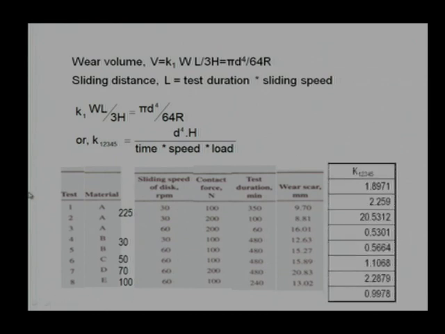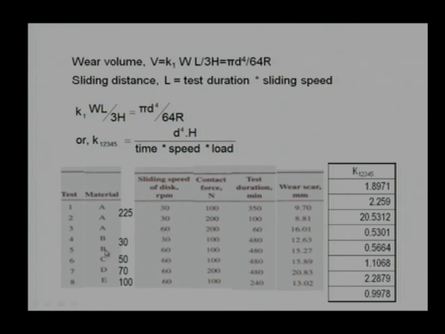So what we get from this equation is that the constant K is 1.8971, or approximately 1.9, for test 1. It increased for test 2, from 1.9 to 2.3, so this clearly says there is a transition; it is not remaining constant. However, for the third test, it comes around 20.5, a substantial jump. That means this component was working in the mild domain initially, it reached the transition domain, and finally it is in the severe domain, or the regime is severe in this case.